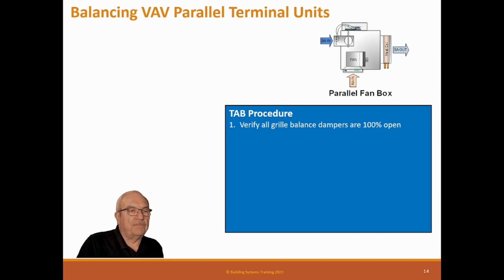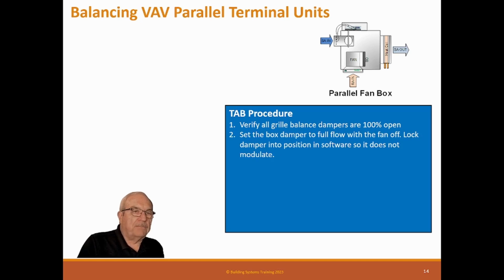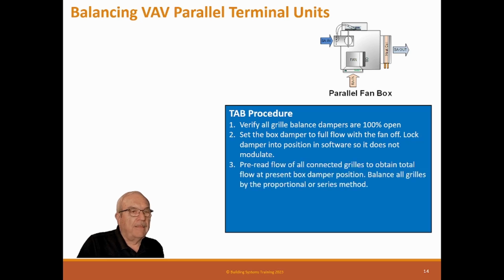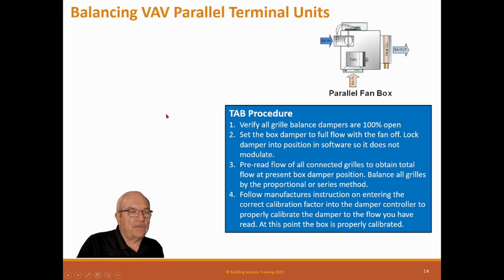So how do we TAB this monster? One, verify all the grille dampers are 100% open. Set the box damper to full flow with the fan off. Lock that damper into position in software so it does not modulate. Reread the flows of all connected grilles to obtain total flow at present box damper position. Balance all grilles by the proportional or series method, proportional preferred. Follow the manufacturer's instructions on entering the correct calibration factor into the damper controller to properly calibrate the damper to the flow you have read. At this point, the box is calibrated.